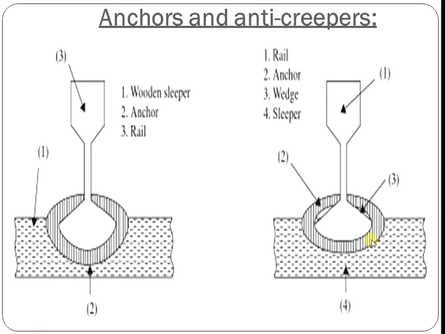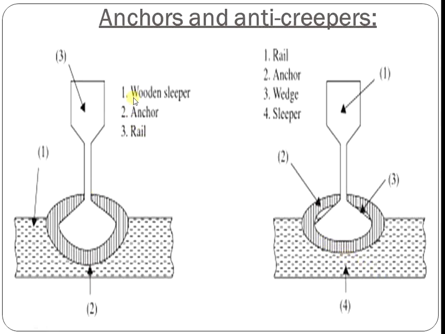Here are seen the two types of the anchors that are used according to the requirement of the site. The first type is used where a wooden sleeper is used, and the next is used where another sleeper, that is the cast iron or steel sleeper or concrete sleeper, is used.